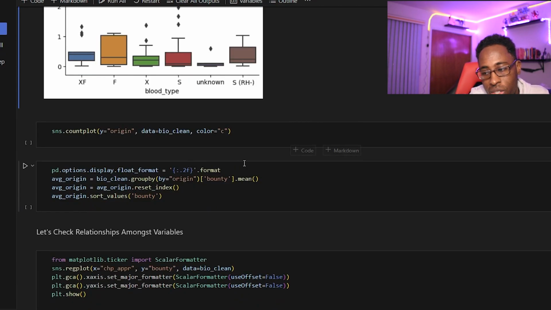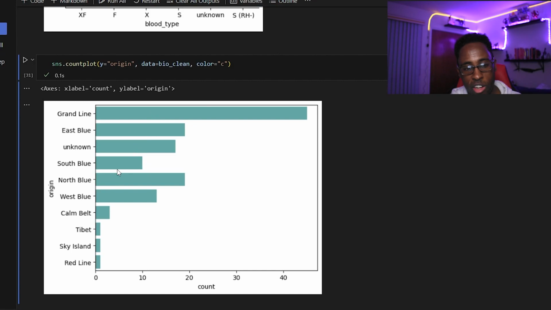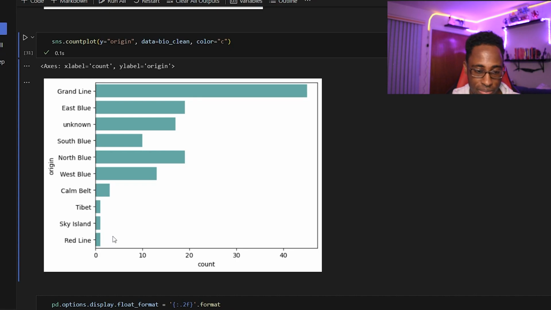Moving forward, we take a look at the origin. Most of the characters with bounties come from the Grand Line, followed by the East Blue, Unknown, South Blue, North Blue, West Blue, Combo, and then some other islands. Tibet is Panda Man. Panda Man apparently has a bounty I wasn't really aware of. But yeah, then we have Sky Island and Red Line.